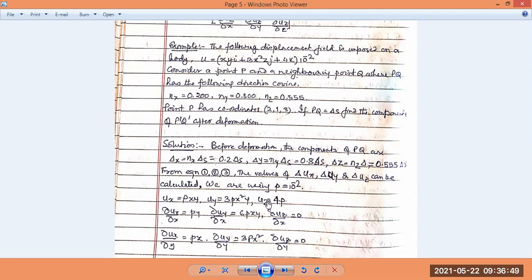Now, if we want to know the rate of change of ux by dx, uy by dx, uz by dx, we have to differentiate this ux, uy, and uz by x, y, and z. The result for ux is equal to py, for uy is equal to 6pxy, and uz is equal to 0 because both are constant. Similarly, for dy, ux is 0, uy is 3p x squared, and uz by dy is equal to 0 itself.